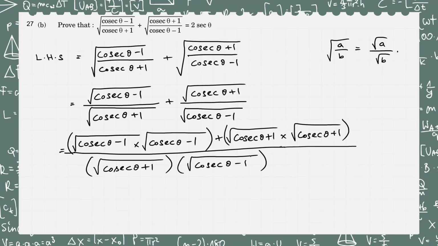So this is what we are having. Now again we know that root a into root b can be written like root of ab. So we can combine them inside the same root, or we can break them into separate roots, however we wish. So in the first bracket, the product of both of them can be combined inside the same square root, which can be cosecant theta minus 1.